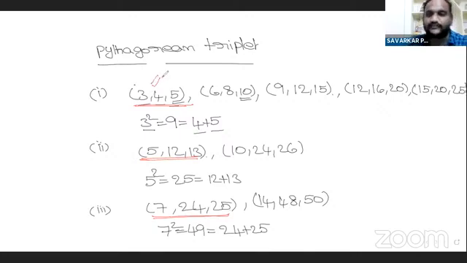Only for 3, 4, 5, the angles are 37, 53, 90. For 6, 8, 10 also it is the same. The ratios are the same, so the angles will be the same. For this first pair, the angles will remain the same. For 5, 12, 13, it will change. Most of the time, they won't ask these things. In competitive exams, most of the time we will get 3, 4, 5, because 3 by 5, 4 by 5 is easy enough.